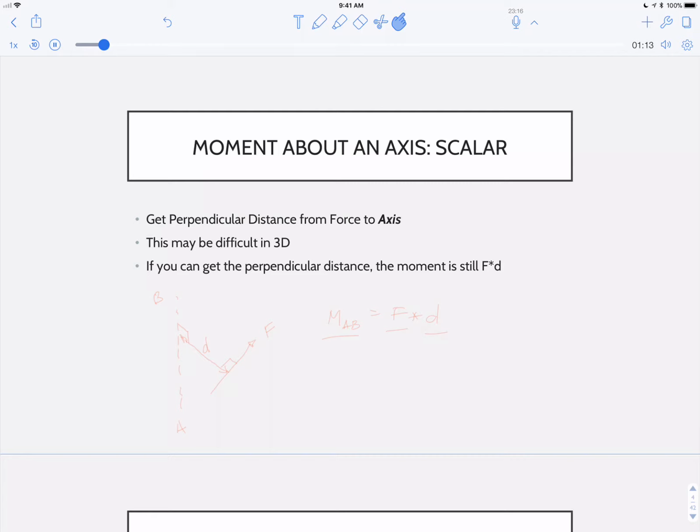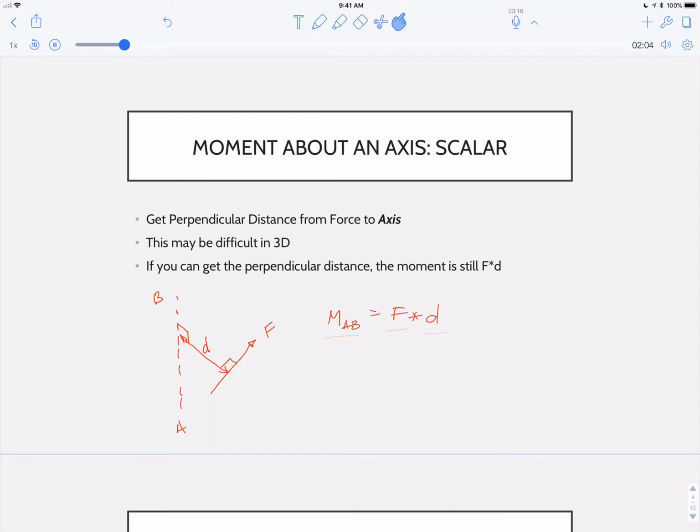Here's the strategy to get the moment about an axis using scalars. You have an axis, let's say axis AB, and you have some sort of force F in 3D. What you have to do, which is difficult in 3D, is to find this distance d that is perpendicular to the axis and to the force. You have two lines, AB and F, in 3D. If you're clever, you can find the distance d that's perpendicular to both those lines. And if you're able to do that, the moment about the axis AB will be just F times d.